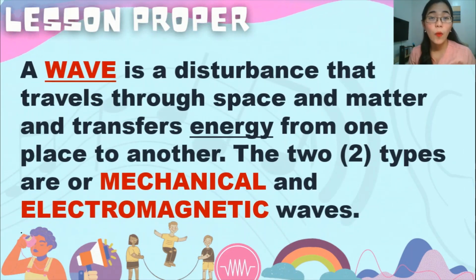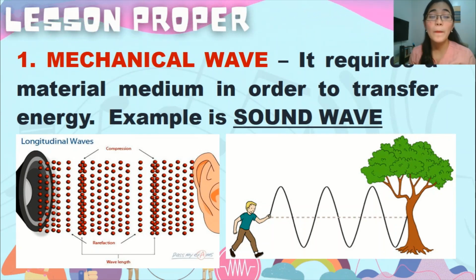Okay. A wave is a disturbance that travels through space and matter and transfers energy from one place to another. The two types of waves are mechanical and electromagnetic waves. Mechanical wave requires a material medium in order to transfer energy. One good example of mechanical wave is sound.